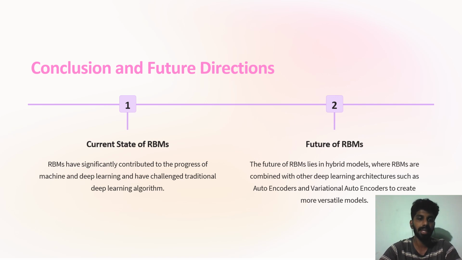As a conclusion, we are concluding it in two ways. That is, the current state of RBMs. RBMs have significantly contributed to the progress of machine and deep learning and challenged traditional deep learning algorithms. So RBMs are very useful in machine learning and deep learning. The future of RBMs lies in hybrid models, where RBMs are combined with other deep learning architectures such as autoencoders and variational autoencoders to create more versatile models.